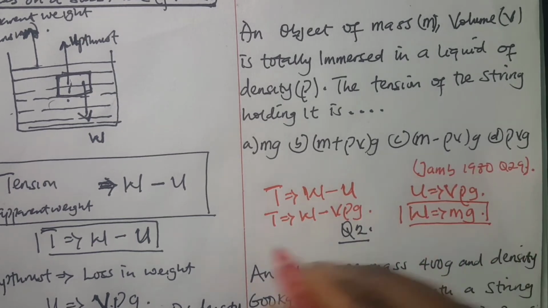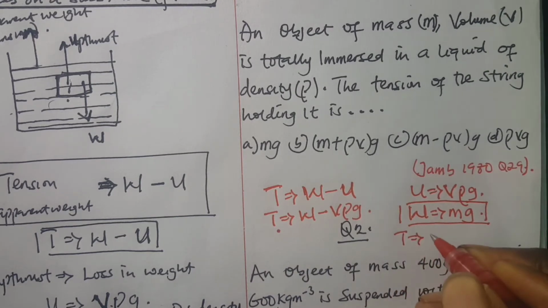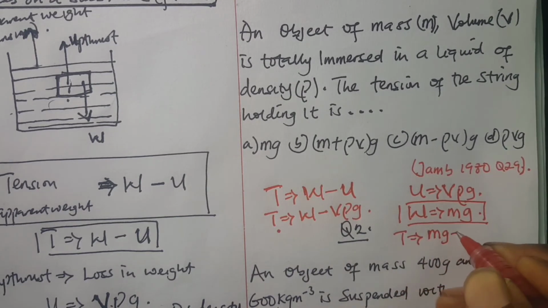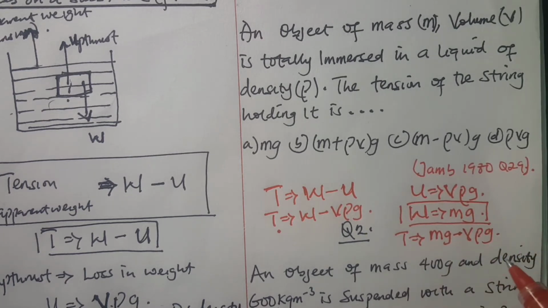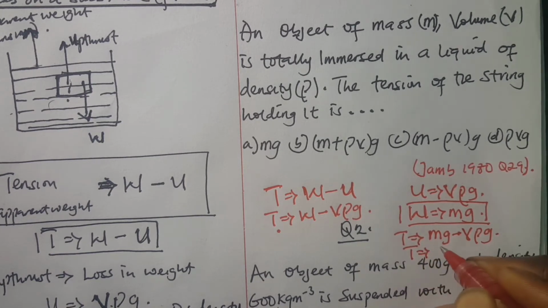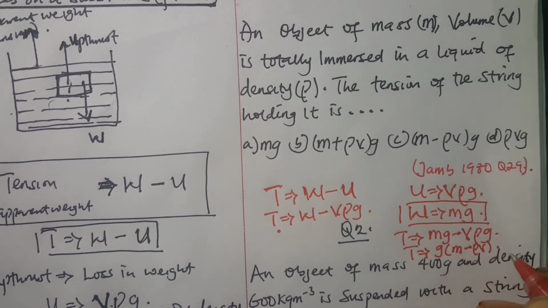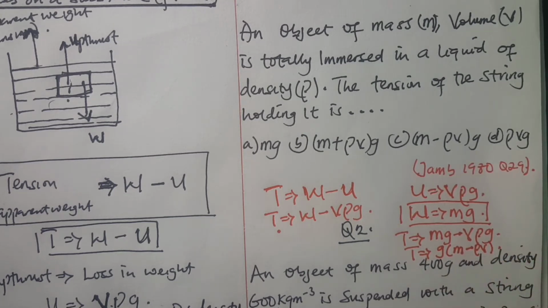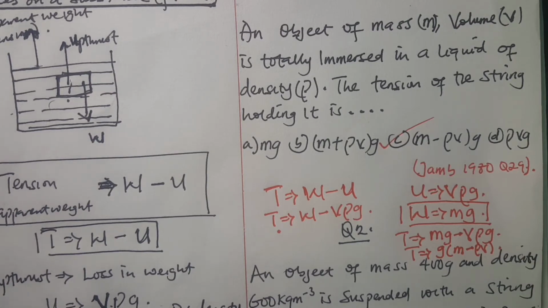So if you finish that from here, please watch, tension will be equal to mg minus V rho g. And when you watch the options, you can see g is common, so factorize. Tension will be g open bracket m minus rho V. And when you watch that, that is the same thing as choice C. So the answer to question 29 is choice C. Very, very simple to solve.